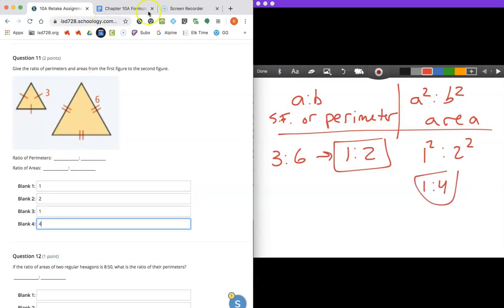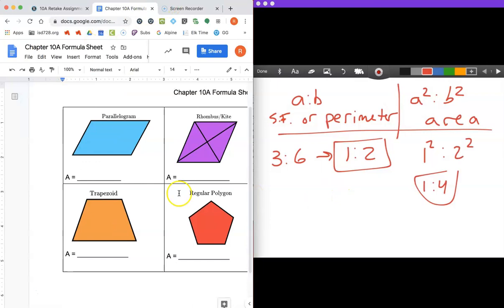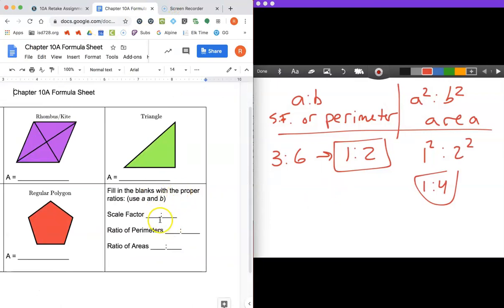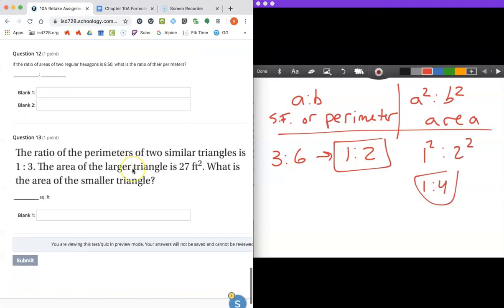Okay, and that's on your formula sheet as well. If it's not, then get it in there. Scale factor and perimeters are the same thing. A to B, A to B. This one's A squared to B squared. Okay. Let's see, number 12.